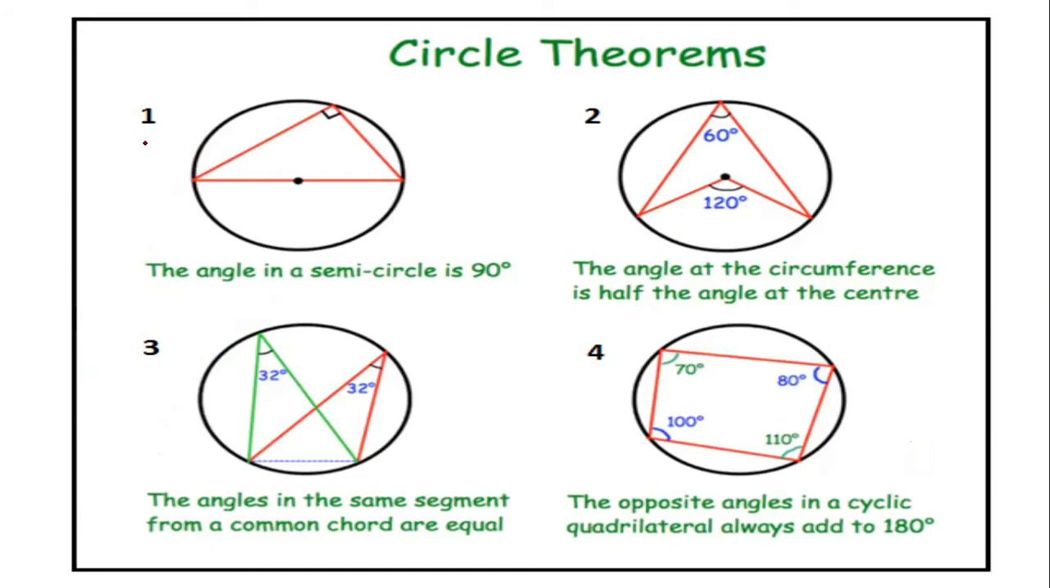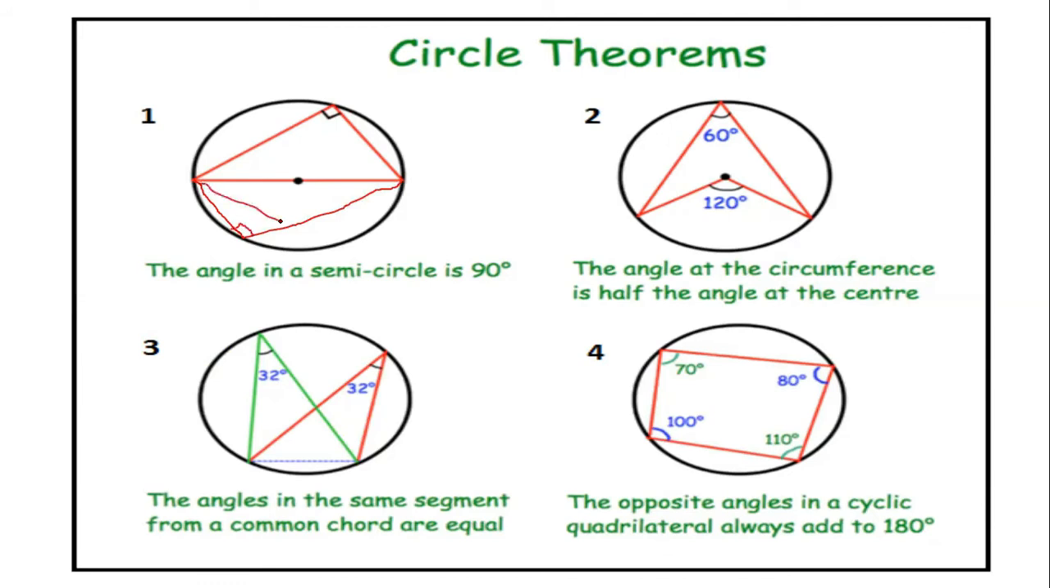Theorem number 1 says the angle in a semicircle adds up to 90 degrees. What does it mean? If you have a diameter, and from one end of the diameter to the other you draw two lines meeting somewhere on the circumference, then that angle will be 90 degrees. If I draw a line from there to here and from there to here, the angle formed here is 90 degrees.